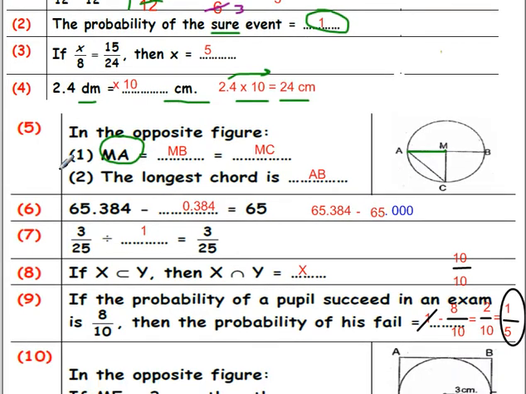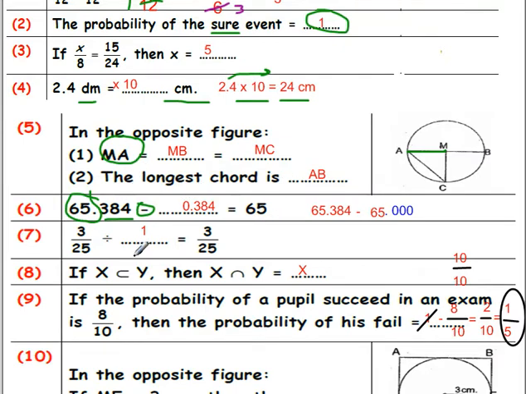Yes. Number 6, 65.384 minus what equals 65? 65.384 minus what to get 65? Yes, 65 is the whole number in here. I want this whole number only. So I will subtract the decimal part. The decimal part is 0.384.